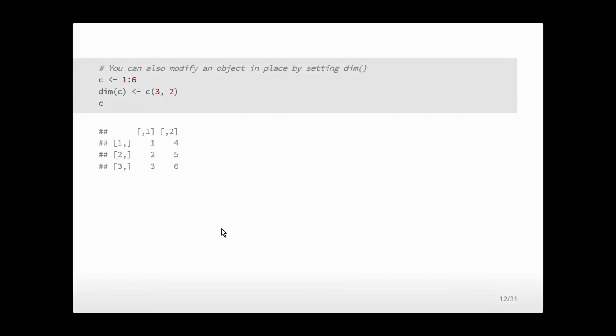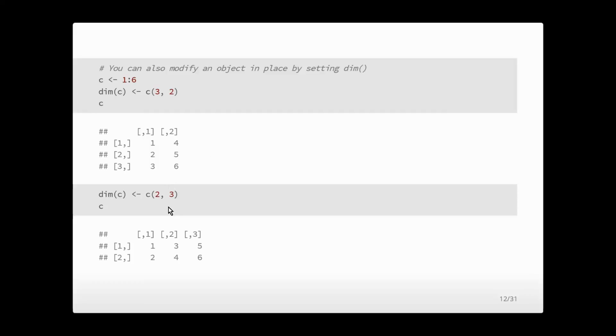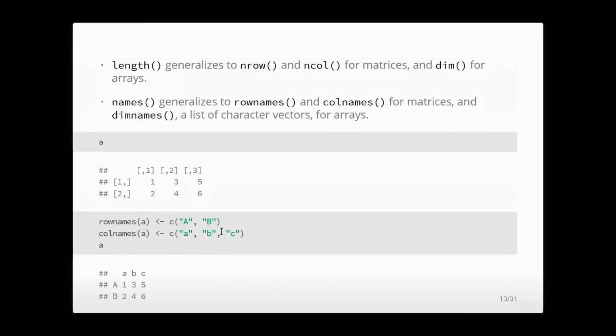Okay. I think I already demonstrated this. You can modify an object in place by using the dimension attribute. So you just take a vector 1 through 6, and you say, hey, I want to apply some dimensions to this thing, and it does that. Okay. And you can say, oh wait, never mind, I meant it the other way, and it modifies that thing.